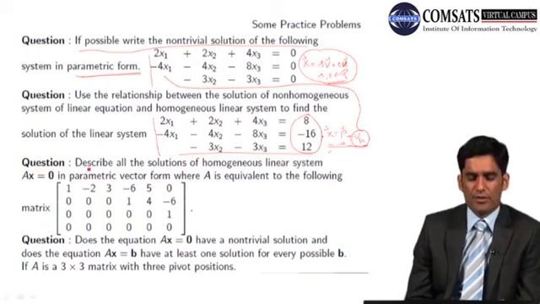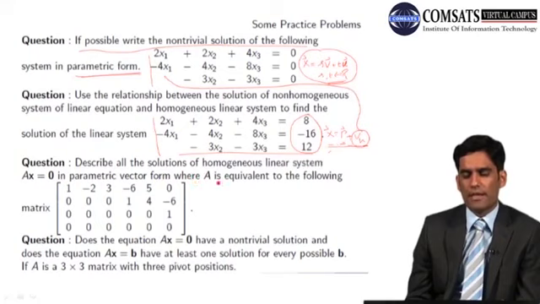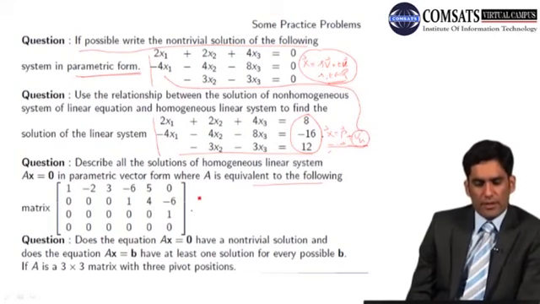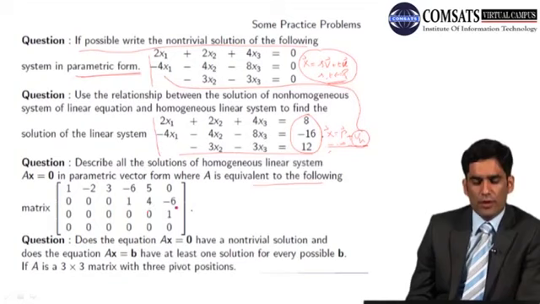Next question is: describe all the solutions of homogeneous linear system Ax = 0 in parametric vector form, where A is equivalent to the following matrix. होमोजेनियस लीनियर सिस्टम है, A इक्विवेलेंट है इस फॉलोइंग मैट्रिक्स के, तो इसको आपने सॉल्यूशन पैरामीट्रिक फॉर्म में लिखना है. अब हाउ मेनी वेरिएबल्स वी हैव?